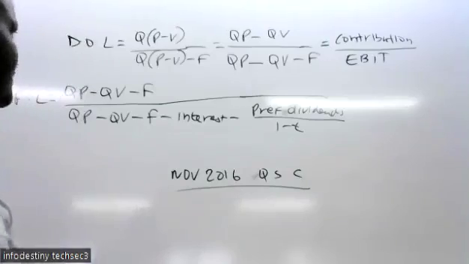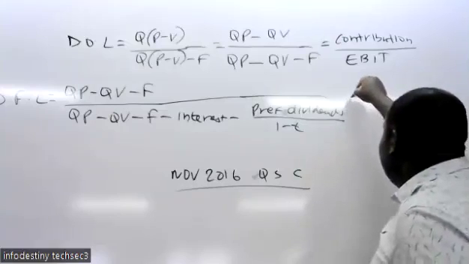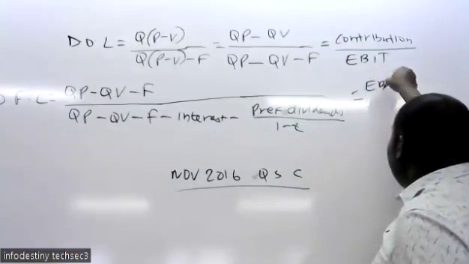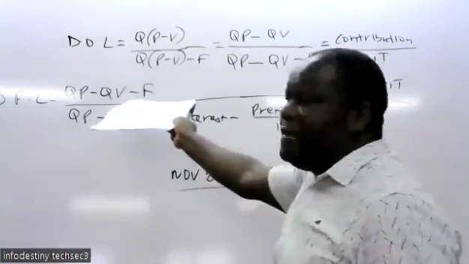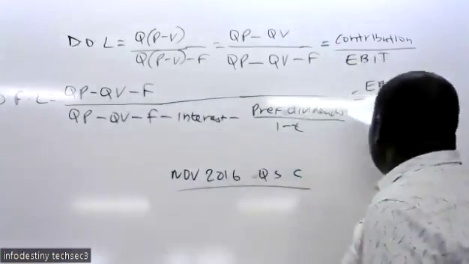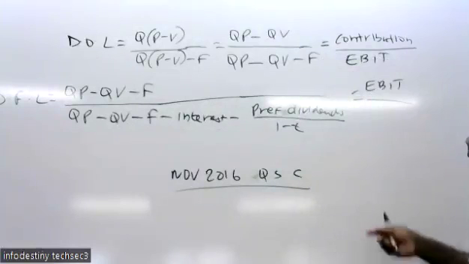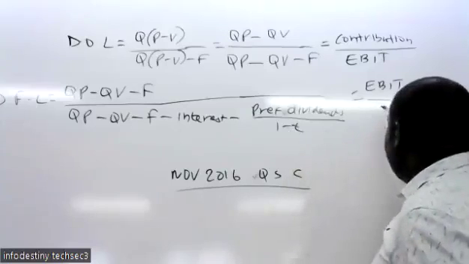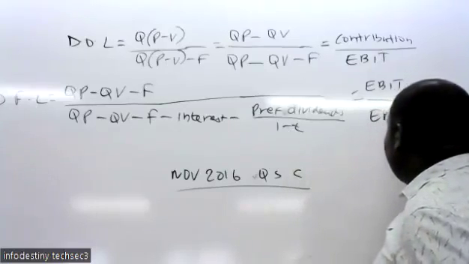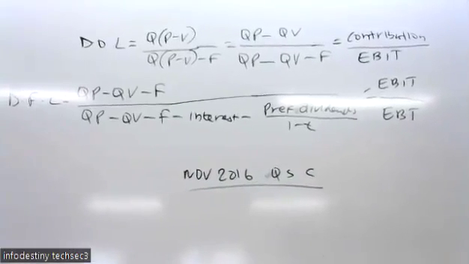So you can see this particular numerator is the same as earnings before interest and tax. When you take the sales minus the variable cost minus the fixed cost, it is the same as earnings before interest and tax. Then the denominator, if there is no preference dividend, is the same as earnings before the tax. So that's how we can also compute the degree of financial leverage.